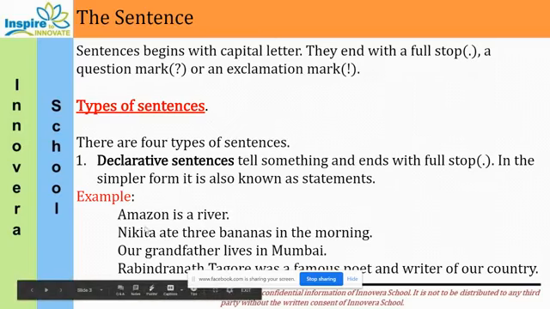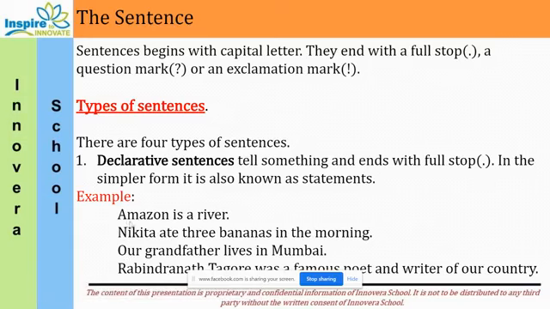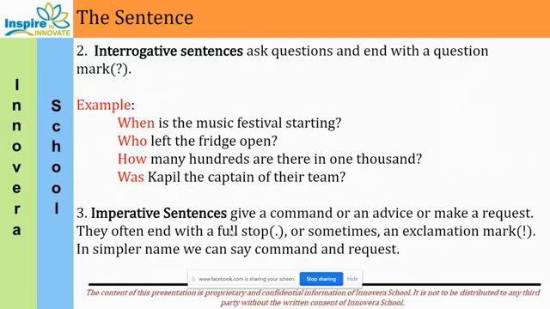These are the examples, like Amazon is a river. Nikita ate 3 bananas in the morning. You can see over here the sentence begins with a capital letter and ends with a full stop. All these sentences are like that only. They begin with a capital letter and end with a full stop. Understood? Then we discussed the interrogative sentence.